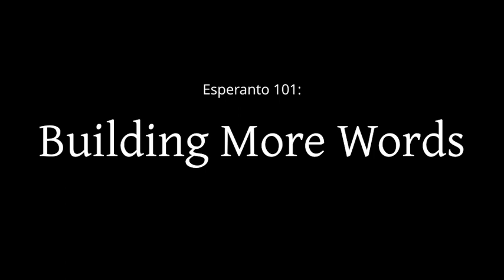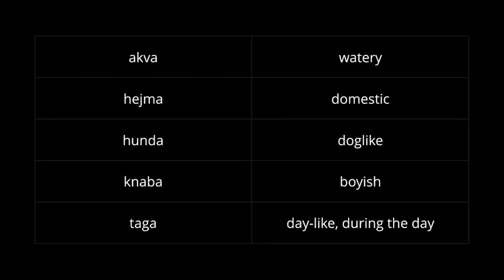Hi there, and welcome to the next video in the Esperanto 101 series, Building More Words. You'll recall very early in the series we talked about roots and how nouns and adjectives are built from them. By changing the O to A at the end of some nouns, we could get adjectives. Well, we're going to apply the principle of roots now to form compound words.